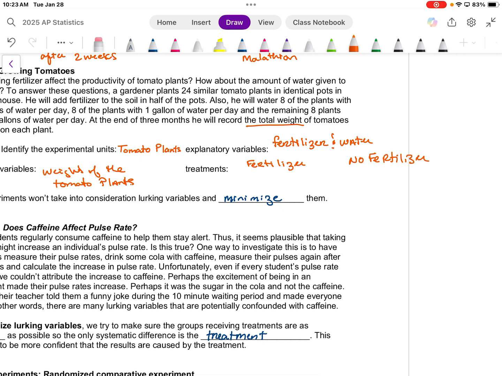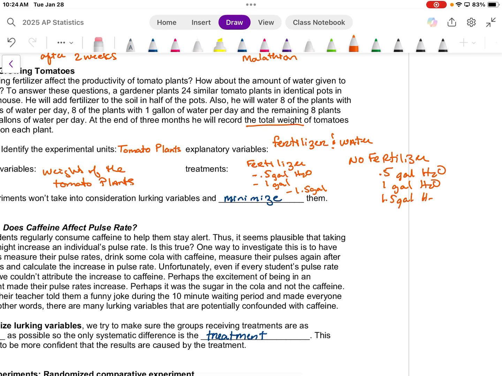And underneath each one of those, we'd have fertilizer, and they were given a half gallon of water, a gallon of water, and 1.5 gallons of water. And then on the non-fertilizer side, we would have plants that got no fertilizer and a half gallon of water, a gallon of water, no fertilizer, and a gallon and a half.